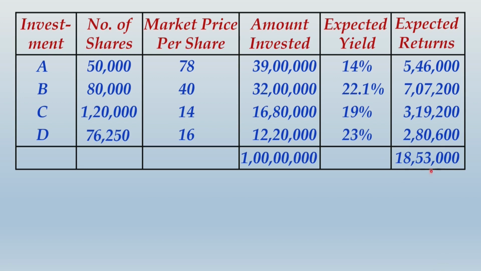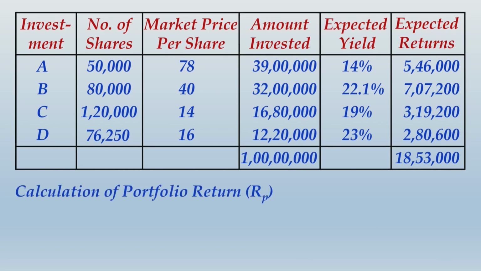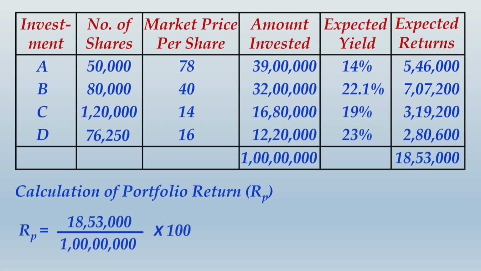So if 18,53,000 is the expected returns by value, by investing rupees 1 crore, we will be getting the return on portfolio by simply dividing 18,53,000 by 1 crore, and to get the answer in percentage we multiply by 100, and this will give you 18.53% as portfolio returns, which could be based on the expected yield. That means the portfolio is capable of generating this kind of yield.